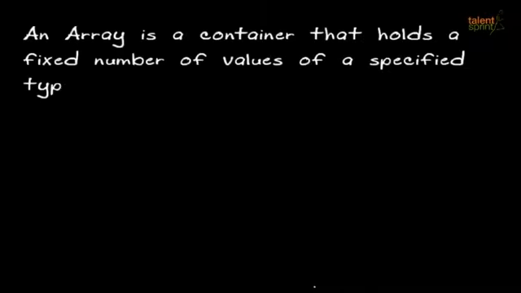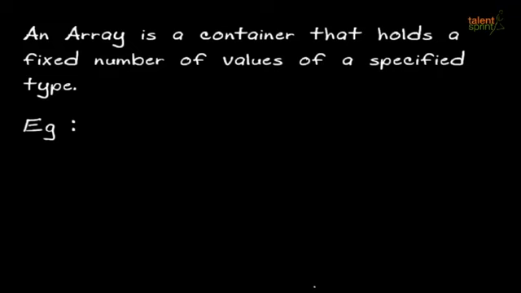In this part of the session, you will learn what an array is, different types of arrays, and how to declare and initialize a single dimension array. What is an array? An array is a container that holds a fixed number of values of a specified type. Specified type in the sense it can be any data type. It can be an integer, float, character, or a string.